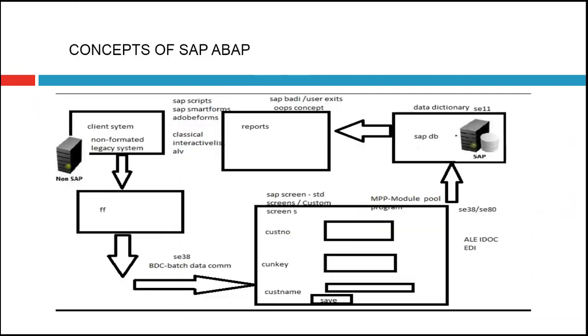These are the areas in SAP, and the concept of SAP ABAP is that the client data is going to be stored in a non-SAP system, what you call a legacy system. This data is going to move to the SAP database, where all the data is stored in tables, what you call the data dictionary. In SAP, we'll be dealing with transaction codes, 4-character codes that we run, like SE11 for data dictionary and SE38 for ABAP, and then we'll be designing the screens using the concept called module programming.